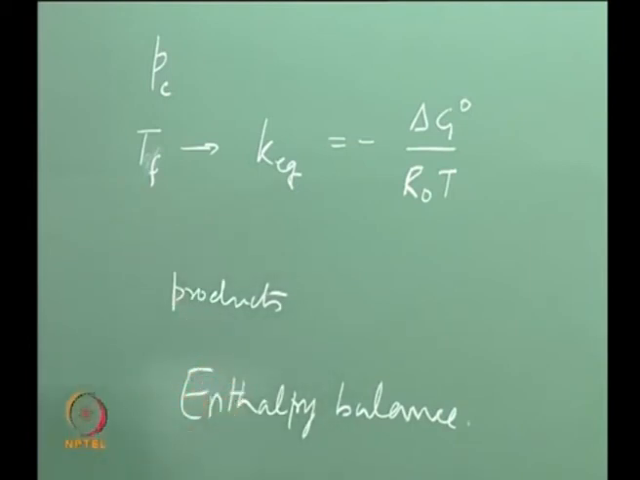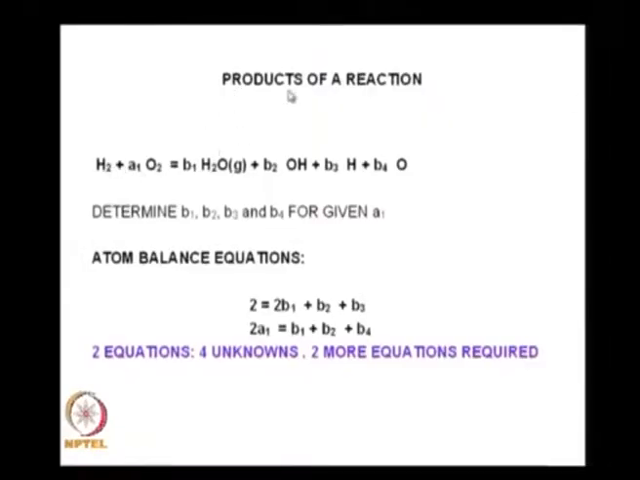Let me illustrate this through an example with which we had got started in the last class. Let's do this particular one. In this particular reaction, the reactants I take are hydrogen with A1 moles of oxygen. Now the reaction between hydrogen and A1 moles of oxygen gives me B1 moles of steam in the gas phase, B2 as hydroxyl radical, B3 as H atom, and B4 as O atom. I just assume it is true. We could have assumed something else.